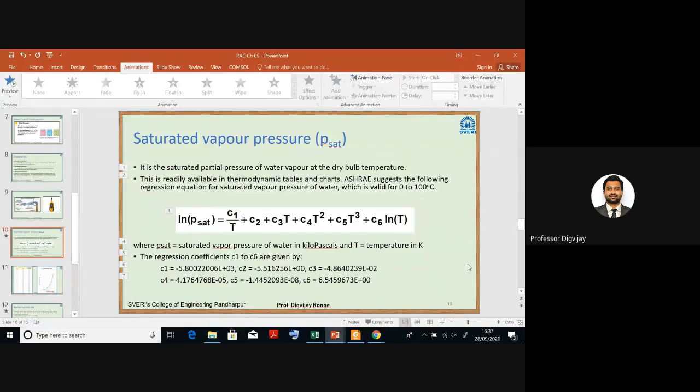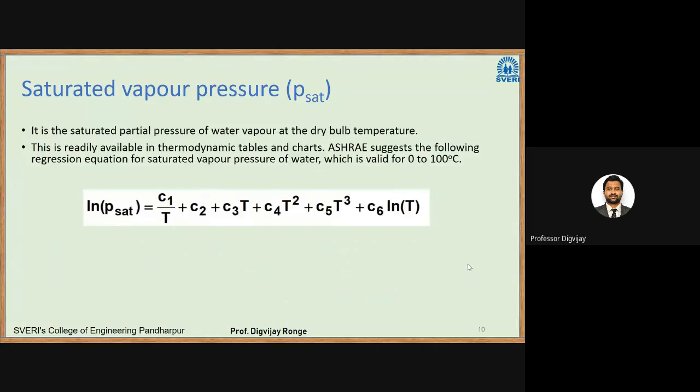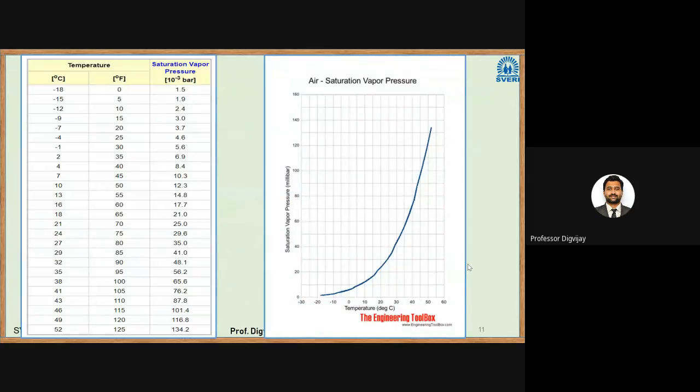So we'll continue our part here, saturated vapor pressure. Okay, so here we have a temperature. First we'll focus on the left part, that is the table of temperature versus saturated vapor pressure. As you can see from the table, if I take -7 degrees Celsius, its corresponding saturated pressure here is 3.7 10 to power minus 3 bar. As the temperature increases from -7 to 7 degrees Celsius, the saturated pressure here is 10.3. So you can see here at -7 it was 3.7, at plus 7 we have 10.3.